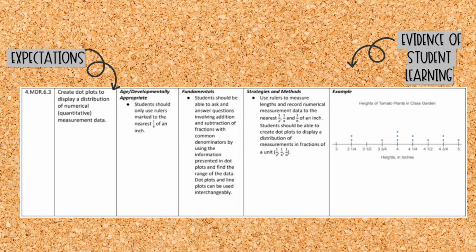This standard has 3 expectations. This is the final page in the standards document for MDR.6. So this is the expectation 3. Note the highlighted expectation as well as the evidence of student learning. Read over this quickly. It will help you as we dig in a little deeper into the standards.